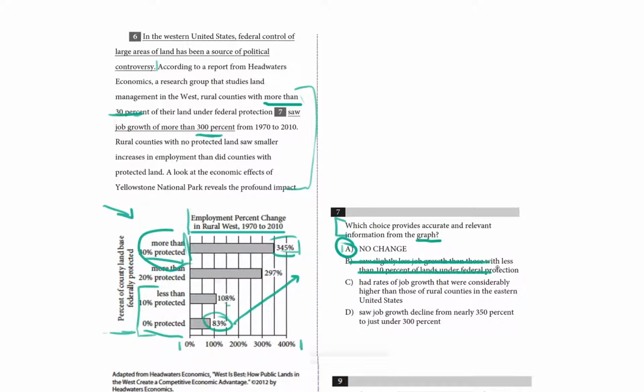Choice C had rates of job growth that were considerably higher than those of rural counties in the eastern United States. That's not what this graph is about. It's about the rural West, so we can't even evaluate that.